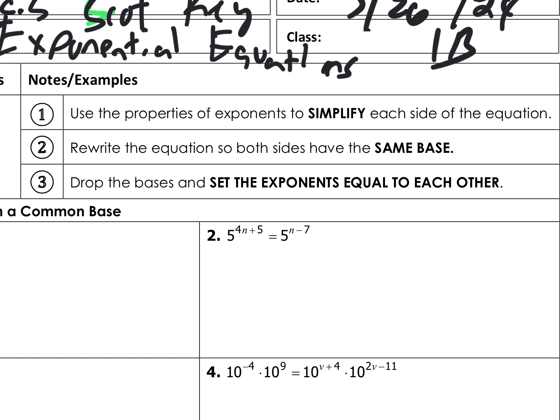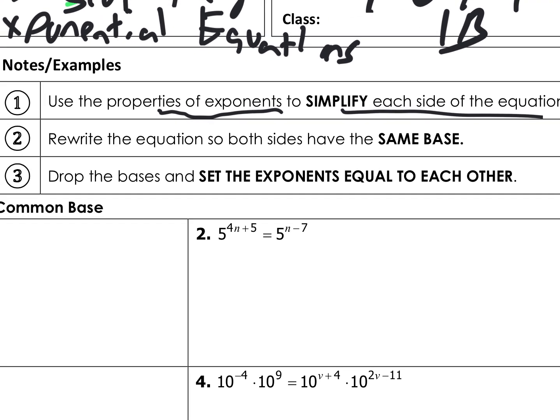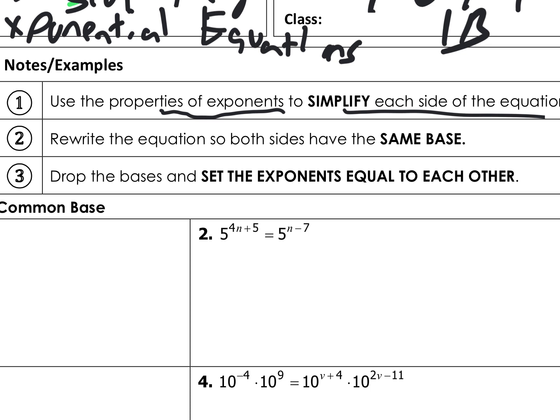I don't know if I can show you on the calculator how it's done, but anyway, we're going to do it by hand today. Use the property of exponents that we've already talked about before. I know I'm going to have to review it, and simplify both sides of the equation. It says, rewrite the equation so that both sides have the same base. That's the most important thing. Get the same base. The base is the number that has the exponent.